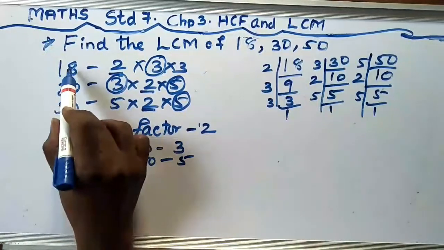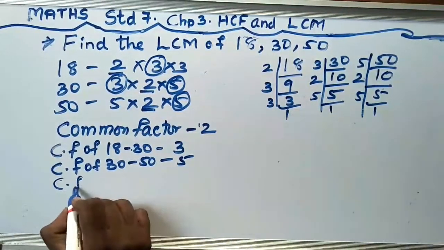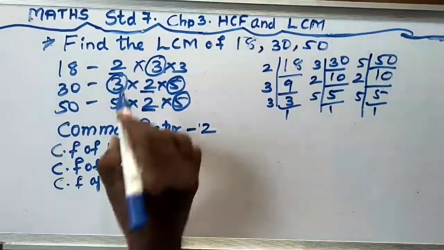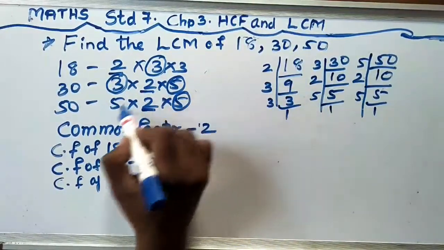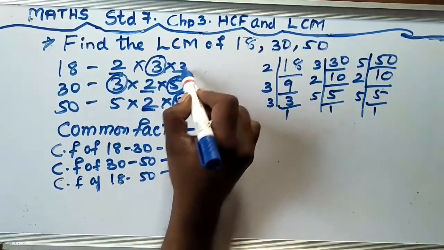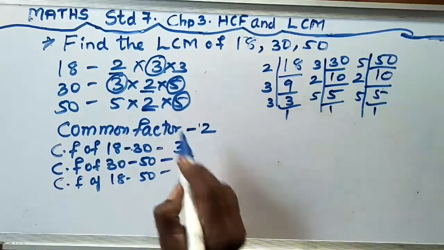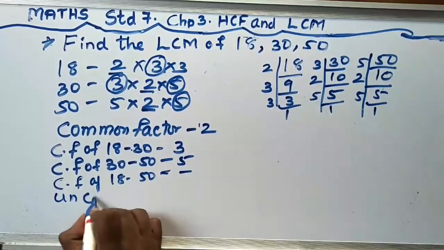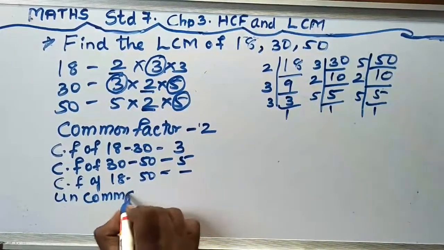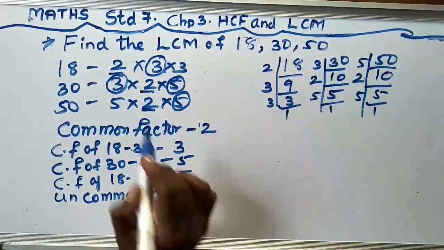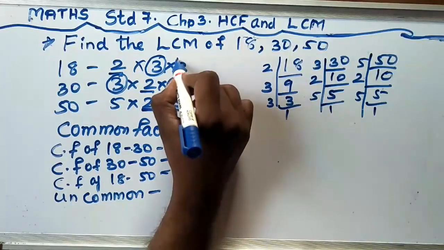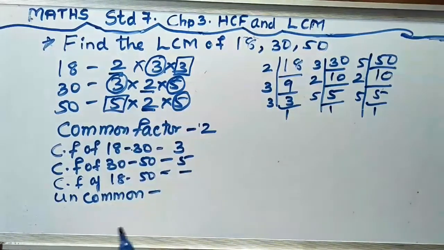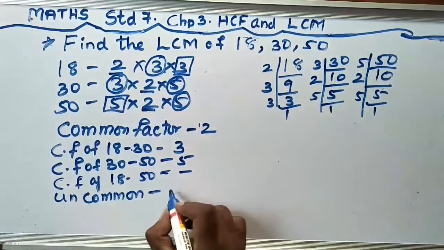Then common in 18 and 50. So here and here. 5 is remaining here. 5 is not there. There is no common in 18 and 50. So it is nil. Now what is uncommon? Which we call as not common. So here, this is not common. This is also not common. So 3 and 5.